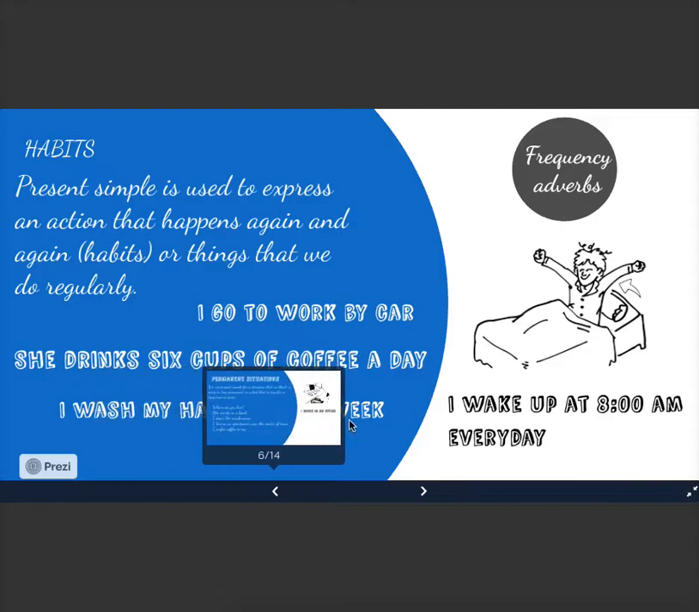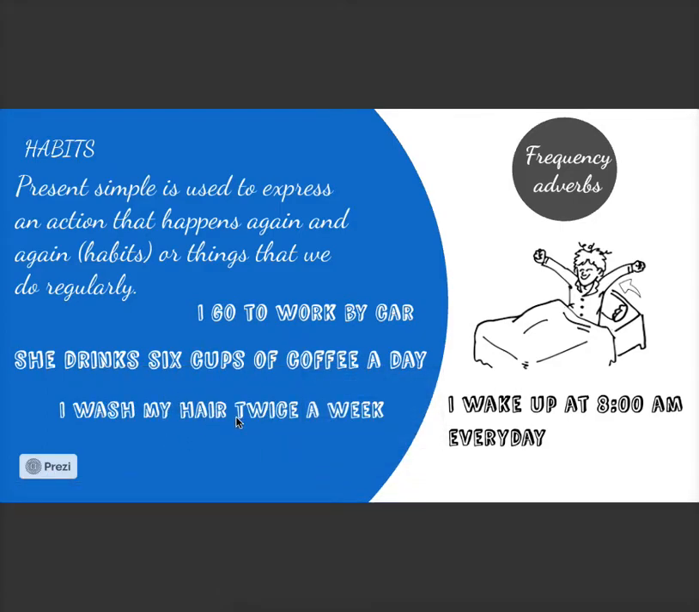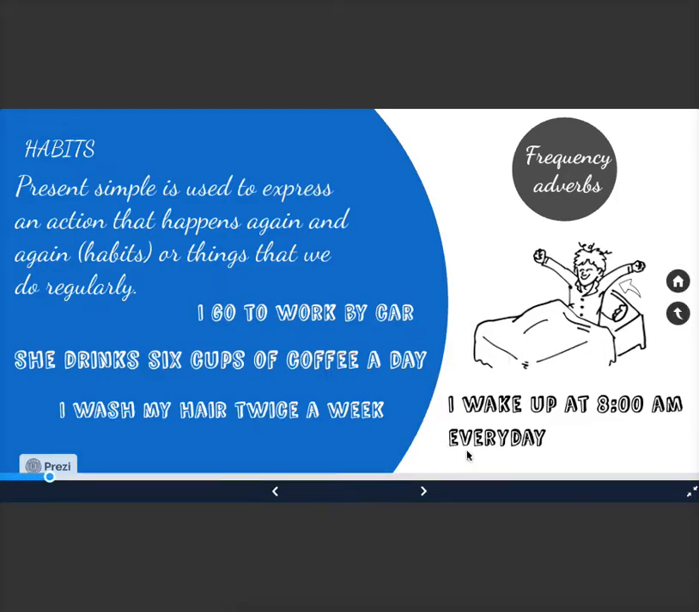I wash my hair twice a week. So when you wash your hair, when you go and take a shower, because there are some people who wash their hair like every single day, and there are some others who don't. Okay, so we have one of the most used examples in present simple, and it is this one to talk about a daily routine.